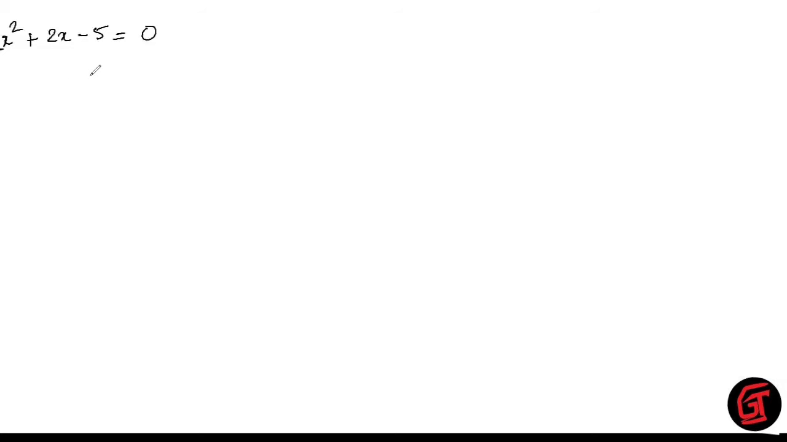So step 1 and step 2 are already done. Now we directly go to step 3. What was step 3? Equate this to x plus a the whole square. Now what we have to do is very, very important. Let us compare this equation first. According to this comparison, what we get is a equal to 1, b equal to positive 2, c equal to minus 5.